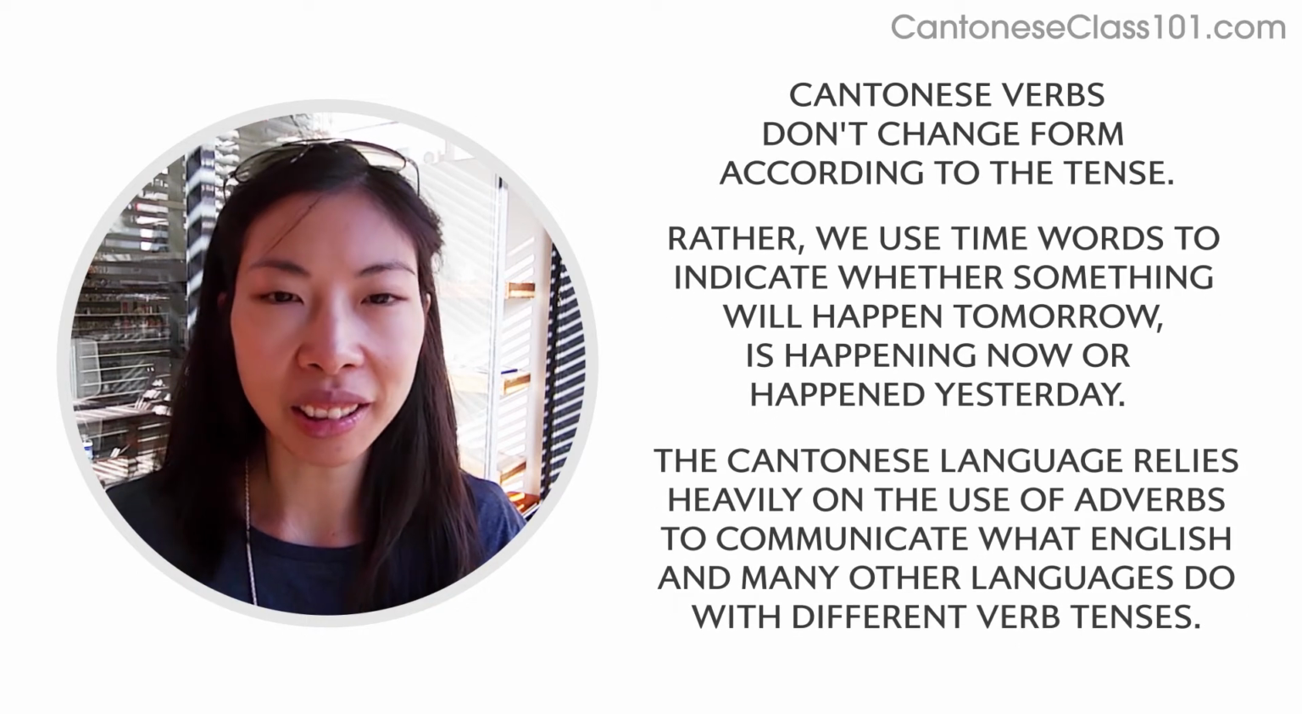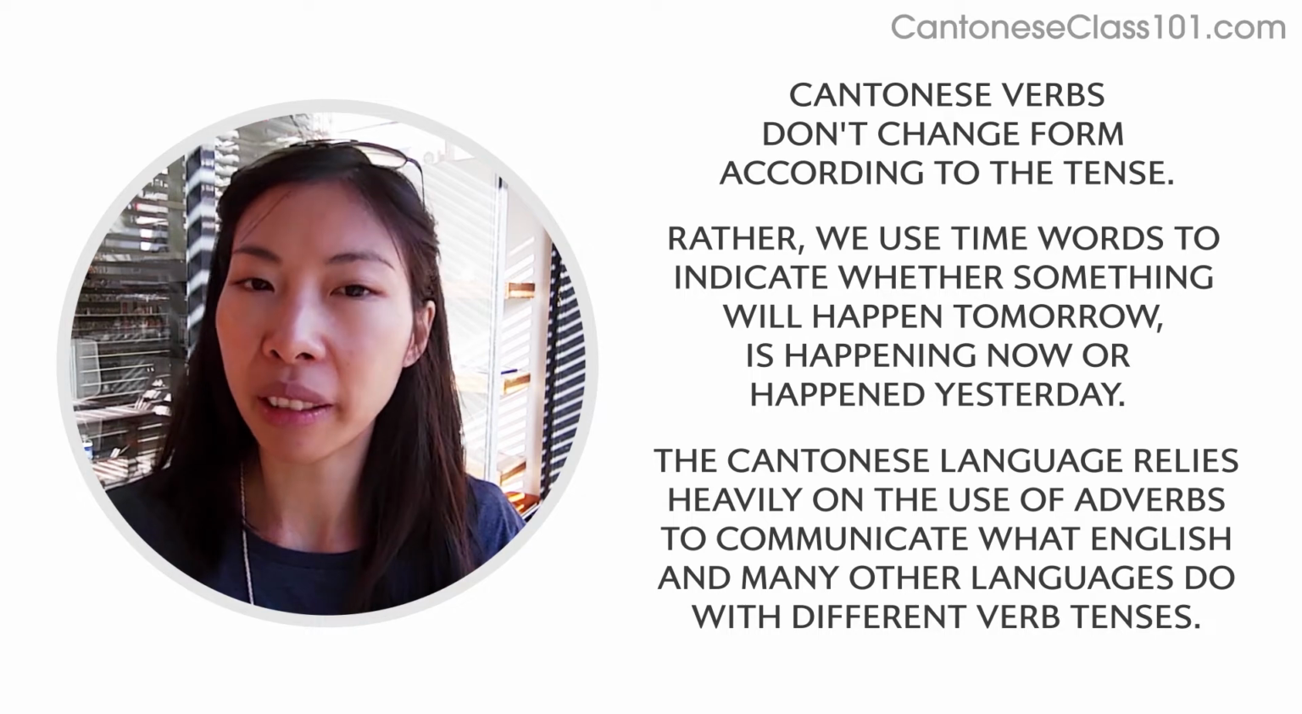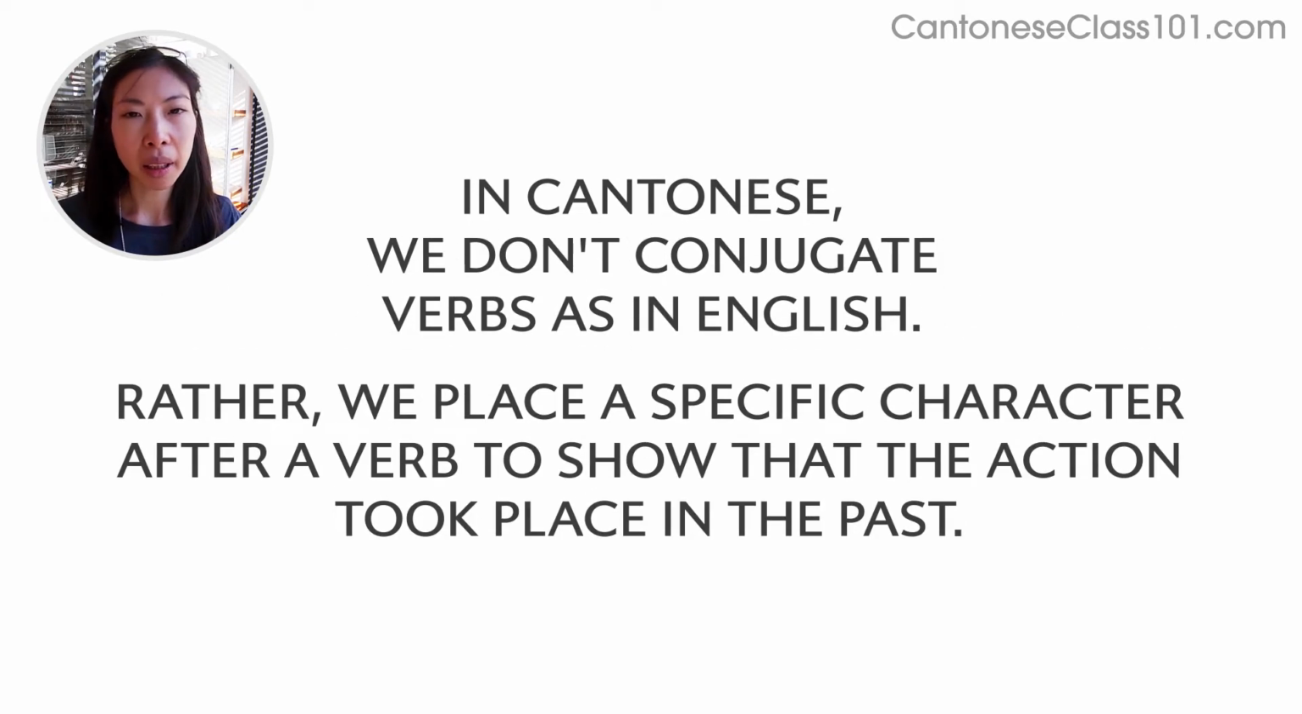The Cantonese language relies heavily on the use of adverbs to communicate what English and many other languages do with different verb tenses. Let's see this in more detail. First, let's see how to express the past tense. In Cantonese, we don't conjugate verbs as in English. Rather, we place a specific character after a verb to show that the action took place in the past.